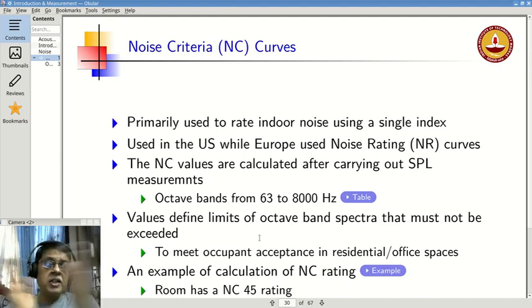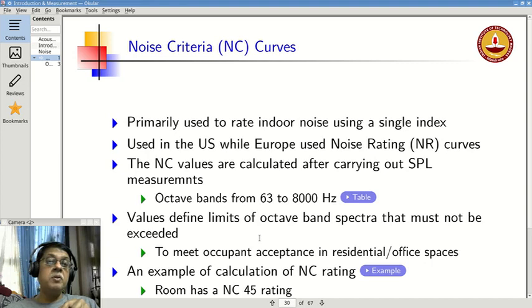We talked about subjectivity, then we also want to have single ratings to look at how good your room is. If I want to have an office, what should be the noise rating so that it is comfortable for people to sit and work? So we will look at what are called noise criteria curves, NC.